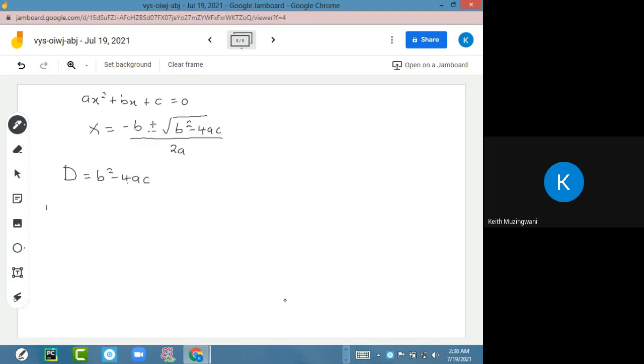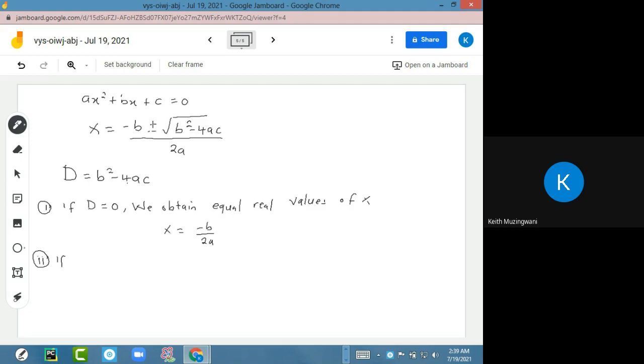One thing you'll notice is that if d is equal to 0, we obtain equal real values of x, because it will just be x is equal to negative b over 2a, because the whole root thing there will be 0. So you have nothing to add and subtract.